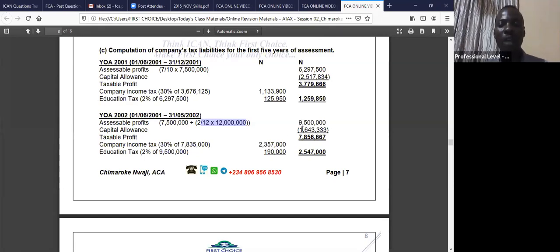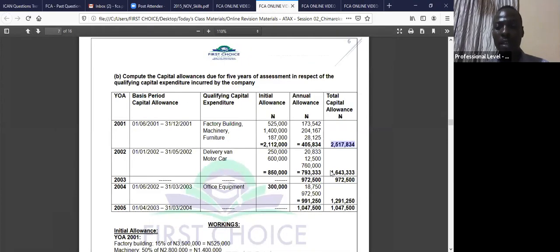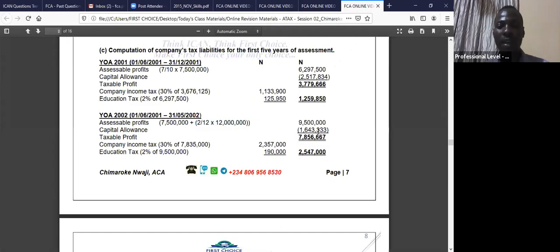Then you bring your capital allowance from the second year. That is what we are using to relieve from our profit. We will relieve the capital allowance from the profit. So this is your taxable profit from where we will pay our tax, company income tax, and our education tax. As long as you have assessable profit, you will pay your education tax, 2% from it.